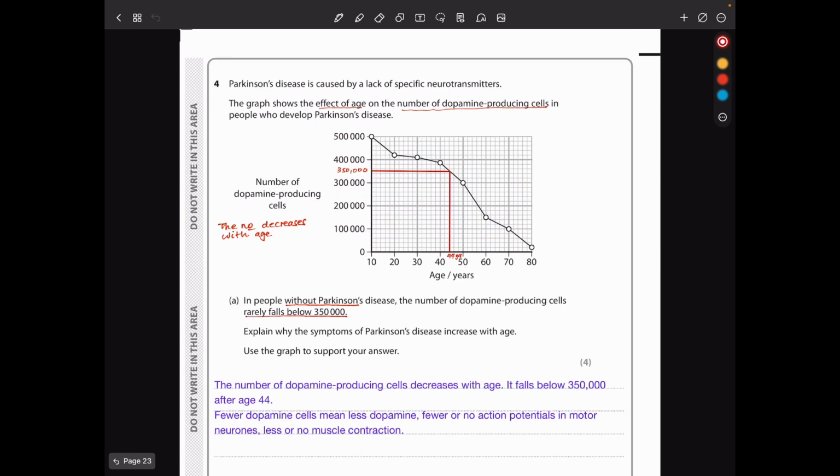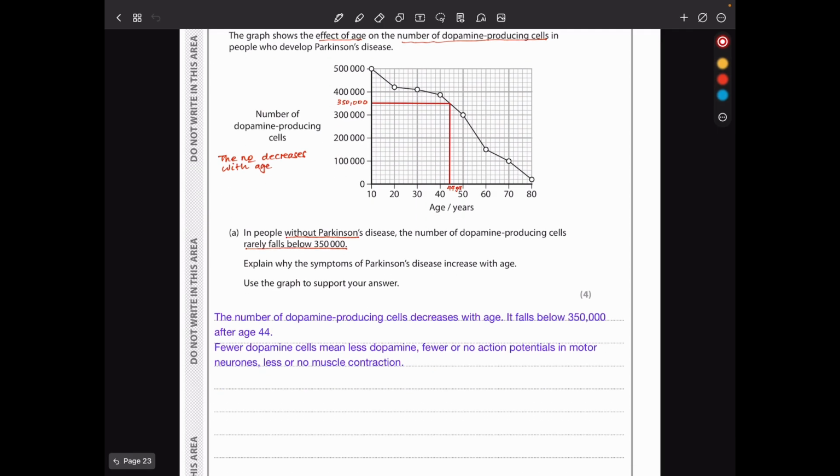In question 4, Parkinson's disease is caused by a lack of specific neurotransmitters. The graph shows the effect of age on the number of dopamine producing cells in people who develop Parkinson's disease. So as age increases, as they get older, we see there is a decrease in the number of dopamine producing cells, meaning the number of patients with Parkinson's increases.